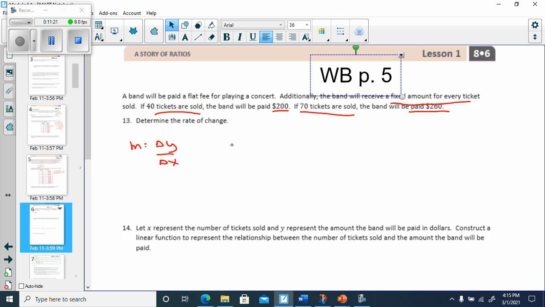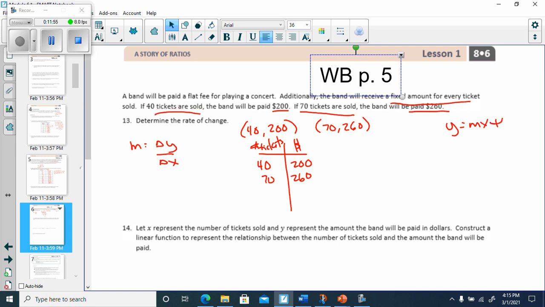Well, it doesn't tell you what it is here, but it does give you some points. If 40 tickets are sold, you got $200. If 70 tickets are sold, you have $260. We can set up a T-chart. This is the number of tickets, and this is the money the band gets, right? If they sell 40 tickets, they get $200. If they sell 70 tickets, they get $260. You think, well, why don't you just divide 200 by 40? But it's not that simple because we've got this fixed fee that the band's going to get, this B, all right? So you can't do that if your B is not 0.